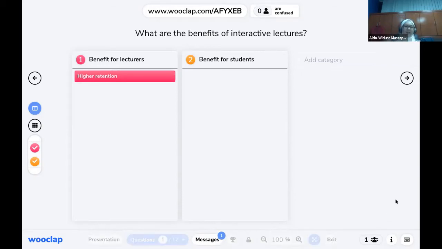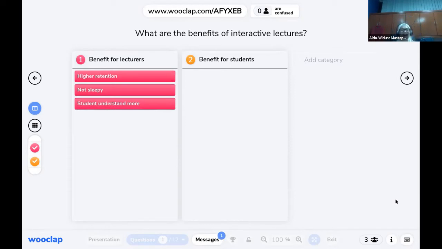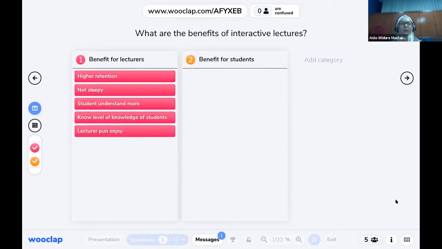Okay. Yes, higher retention for lecturers. Okay, wrong one, no problem, you can go back. So if you're a lecturer, students understand more. Okay. Any more? No level of knowledge of students. Yes, this is very good. Lecturers enjoy. I have full control. Exactly.